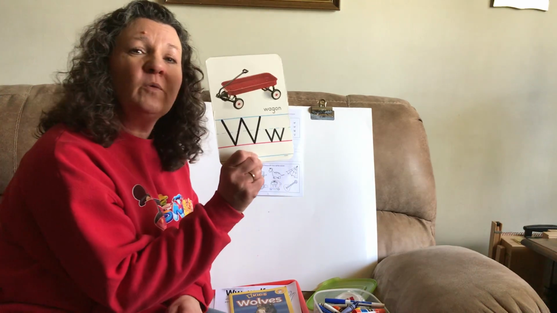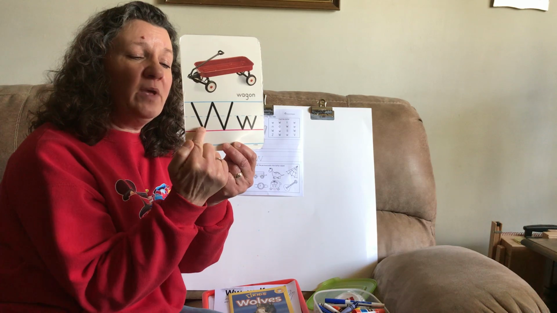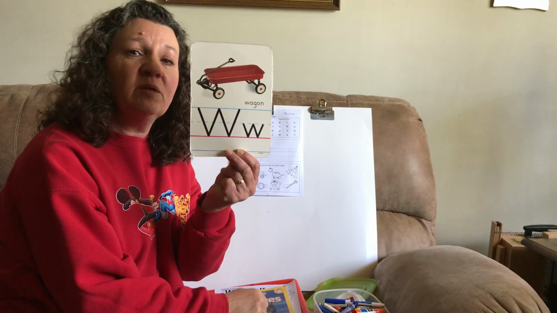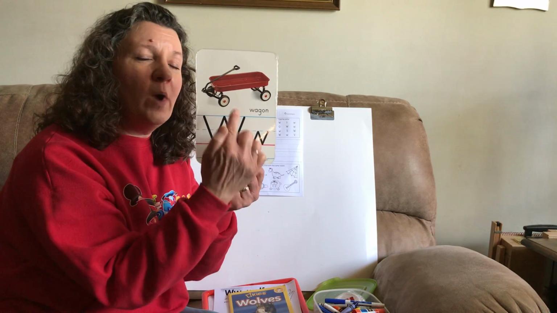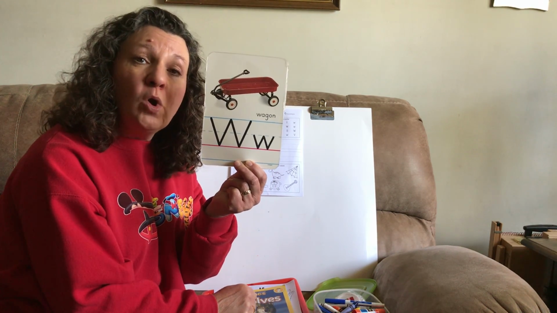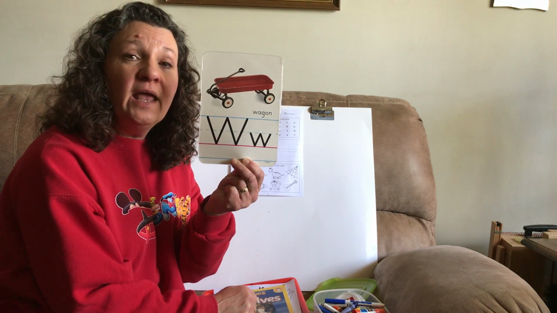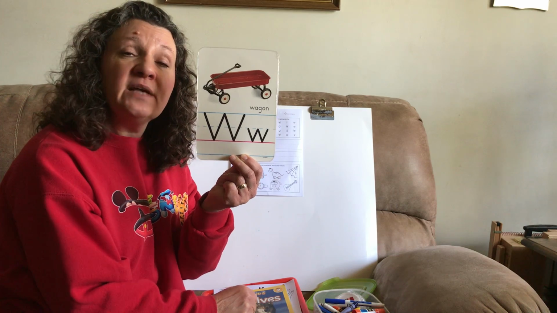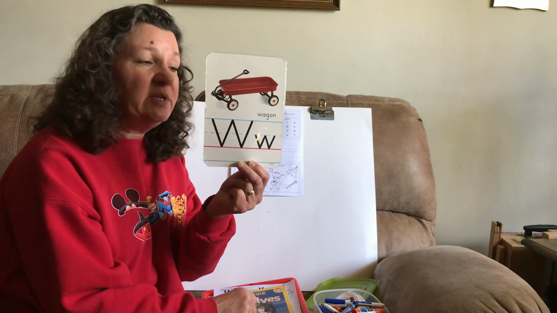Boys and girls, we've been working with this letter this week. Do you remember what letter that is? It's the letter W. Okay, we have our capital W and our lowercase w. The W makes the W sound, like in wagon and web and walrus and watch and wedding and weather. There's lots of things that begin with the letter W. So we're going to be working with the letter W today.